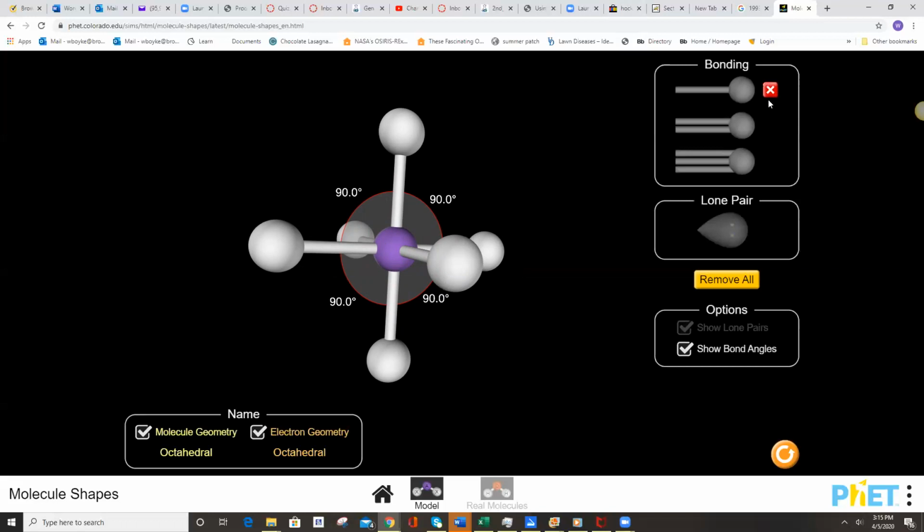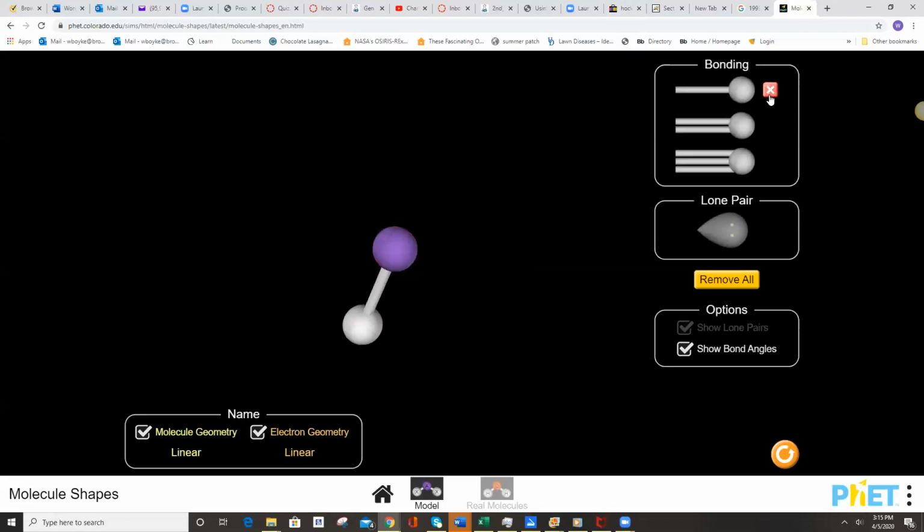I'm going to go ahead and take everything off so we can build our next molecule. Our next molecule still will have 6 total electron groups. So our next molecule that we're looking at for 6 electron groups is going to be ICl5. When you're looking at the Lewis structure for ICl5, you're going to see 6 electron groups. Of those 6 electron groups, 5 of them will be bonding groups. You'll end up with 1 lone pair.